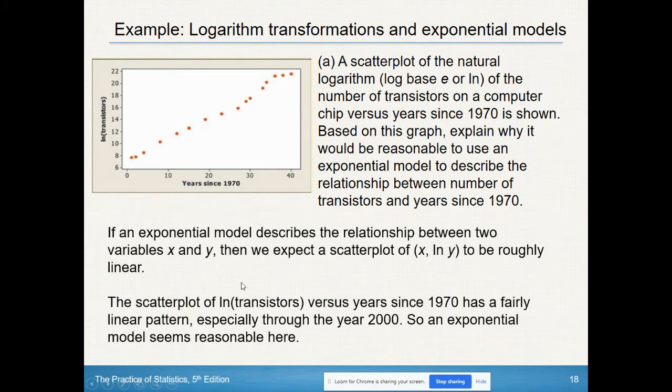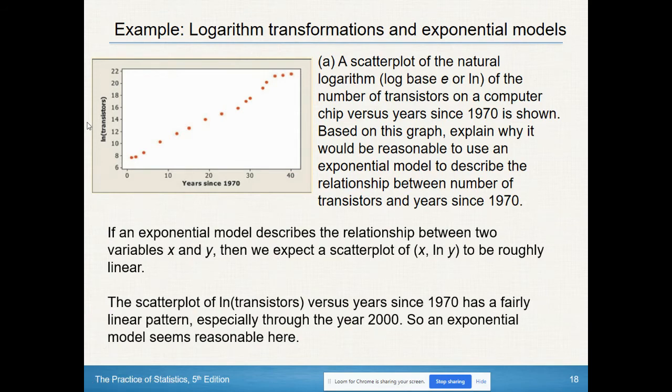Well, if an exponential model describes the relationship between two variables x and y, then we expect a scatter plot of x versus ln of y, (x, ln y), to be roughly linear. So we take the natural log, or any kind of log really, of y, but we use natural log here for this example. You will typically see them use ln or log base 10. It doesn't really matter. You could do either one. I think they both would do the same thing. It will change what your y-axis is marked off as, but it still should be a linear relationship.